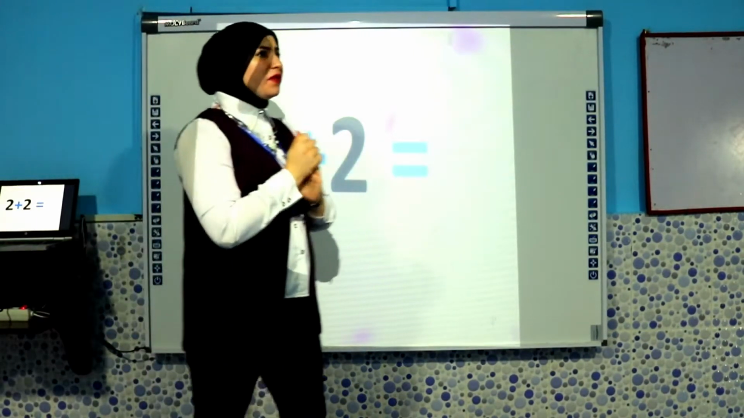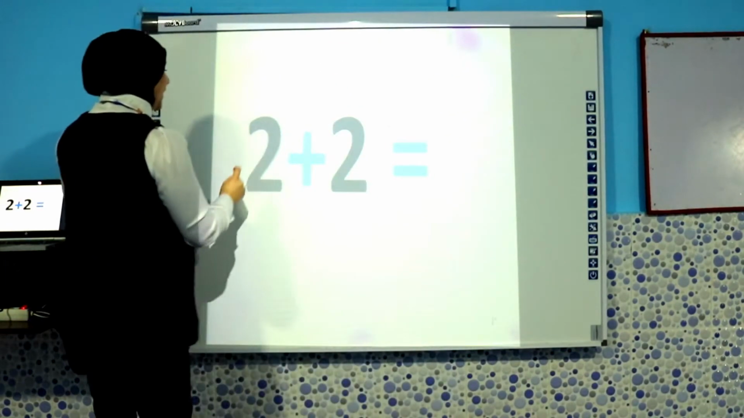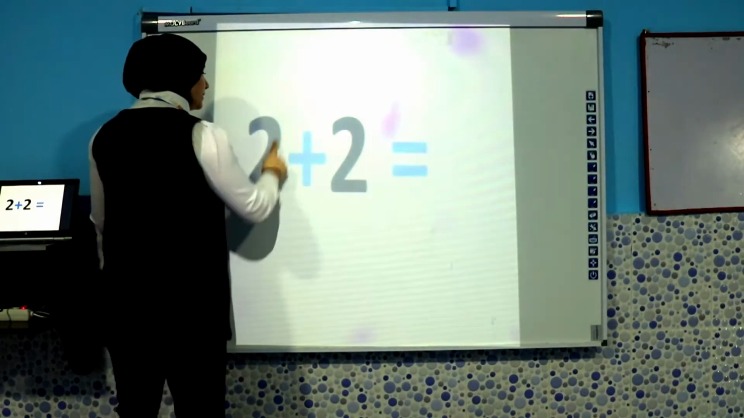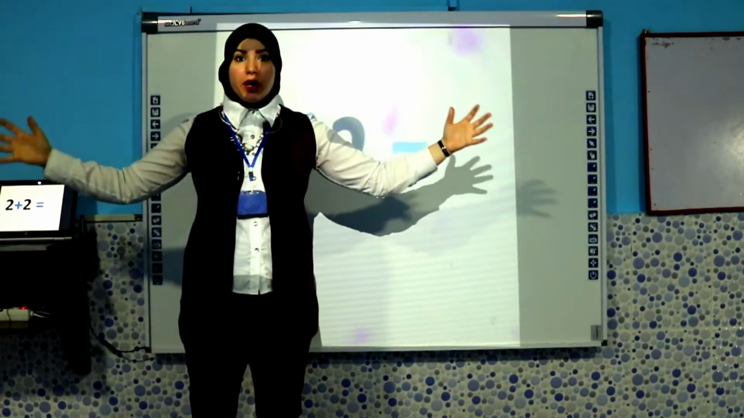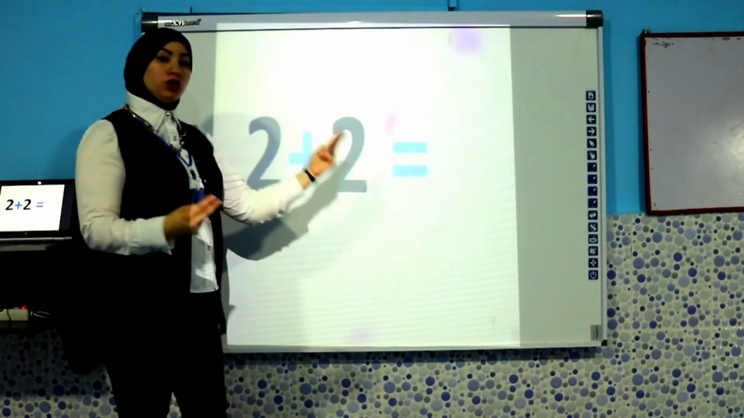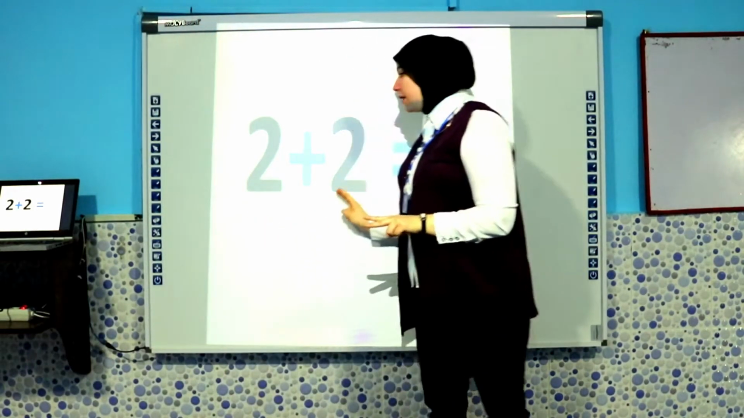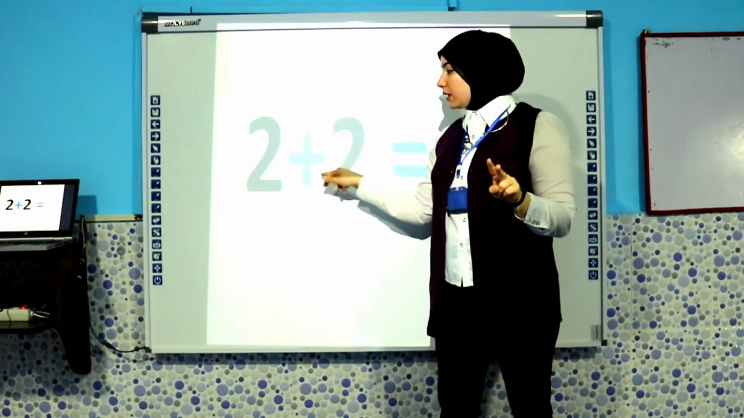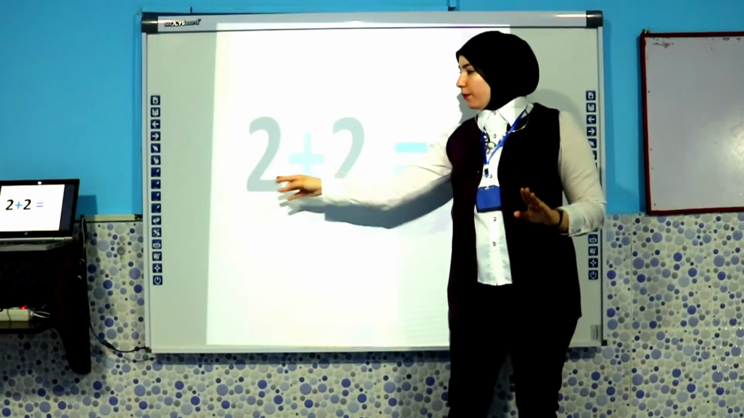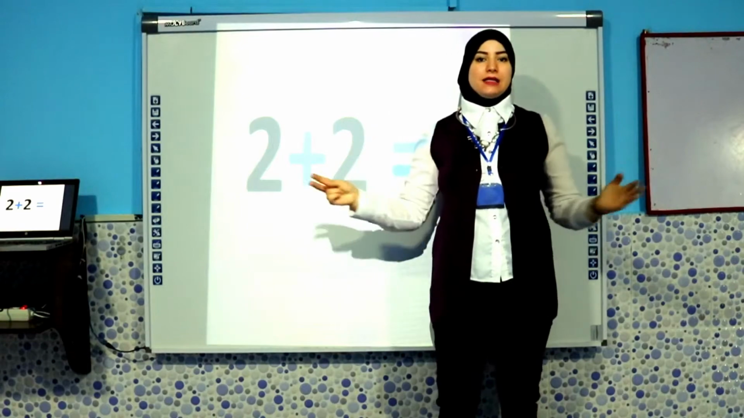Now we have a different equation. Let's see when I have the same number. What am I supposed to do when I have the same number? Here we have 2 plus 2 equals. Plus is searching for the bigger number. Which one is the bigger number here? We have 2 and another 2. What am I supposed to do? Put either number in your mind and the other number on your fingers and count after.